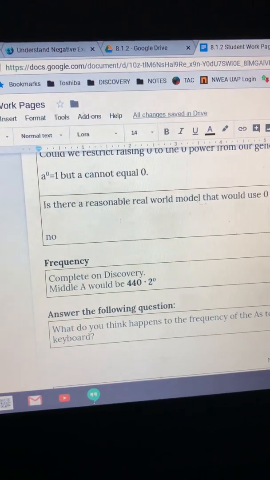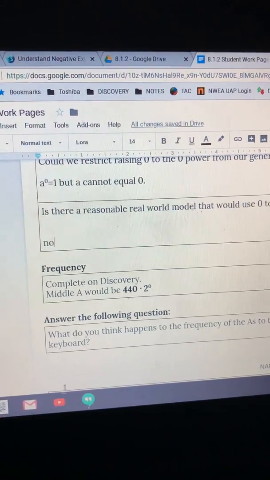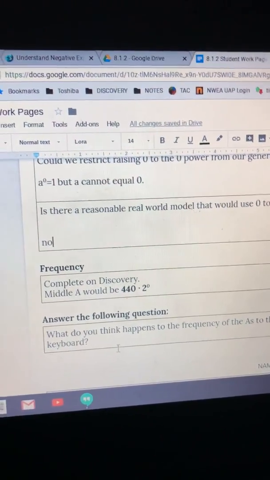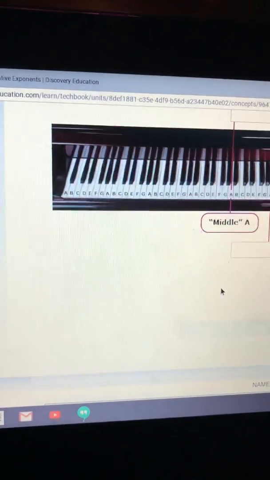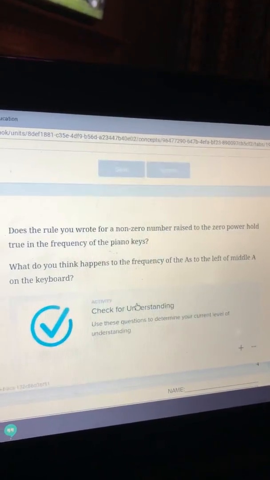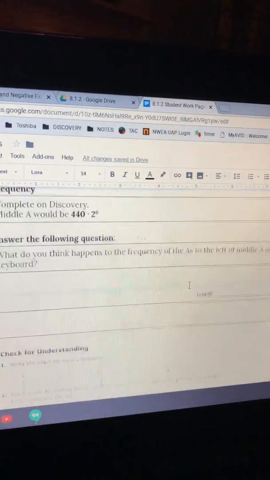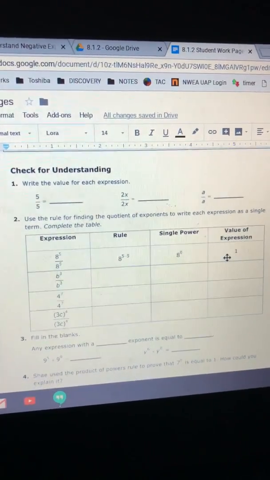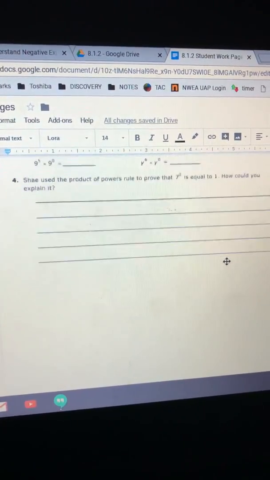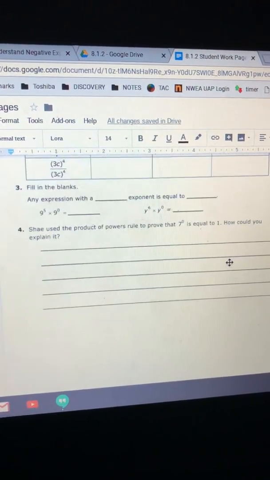All right. Frequency, you can skip these frequency questions. That has to do with the piano. We're just going to skip it for today so that you can finish in time and you won't have homework. All right. So, before you leave, I want you to finish this check for understanding. And then we will go over it tomorrow.